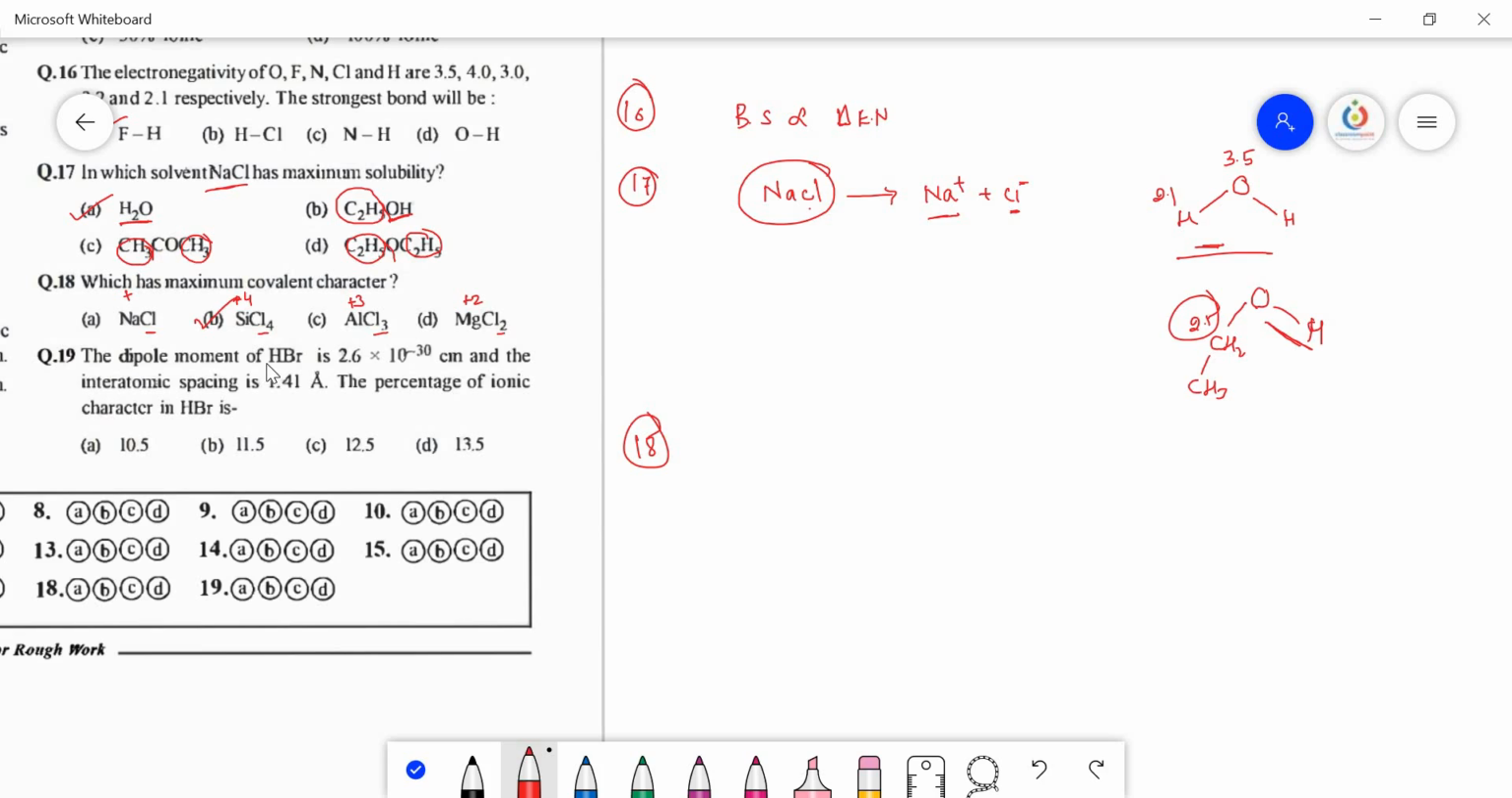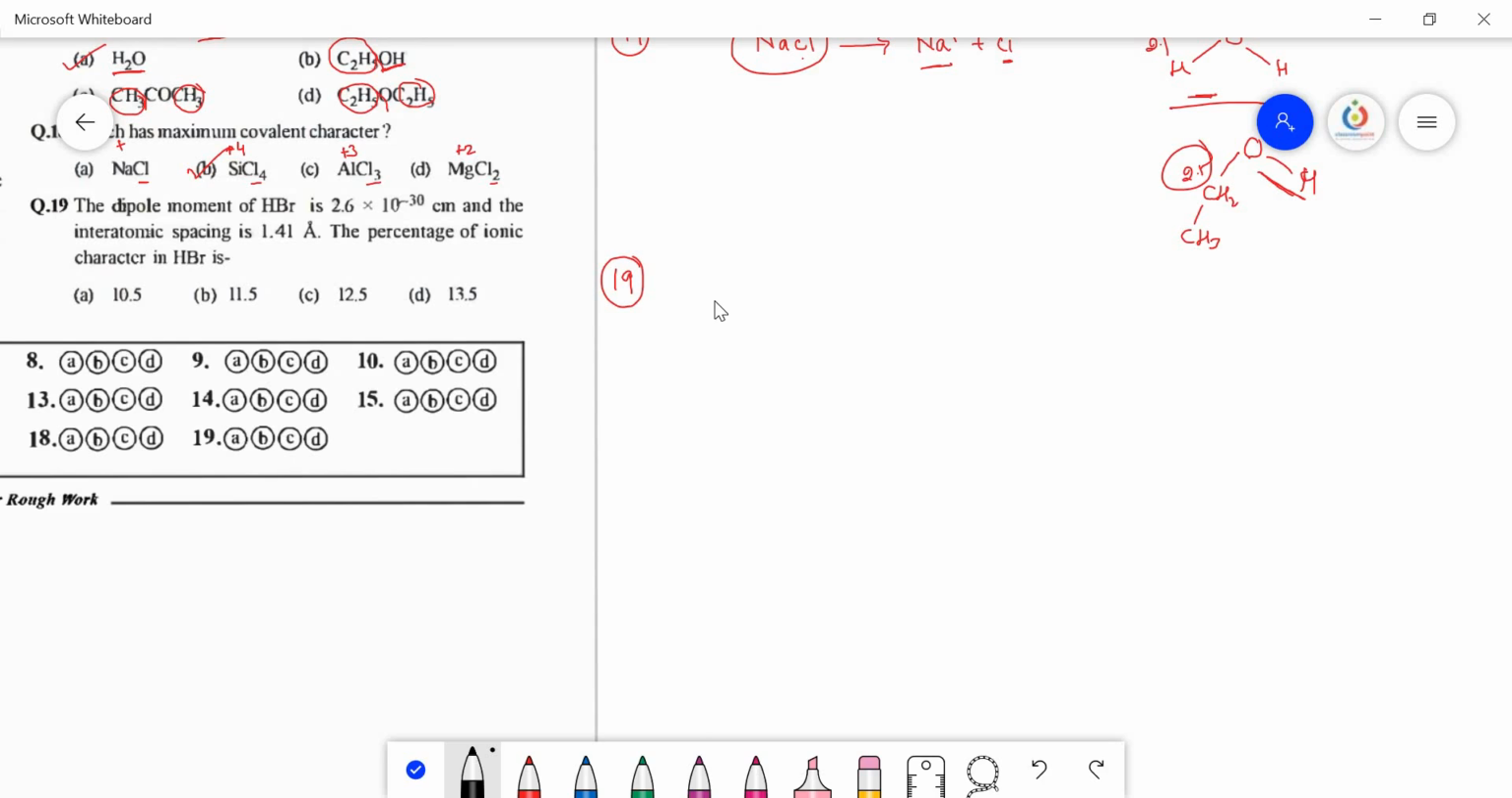Question 19. The dipole moment of HBr is 2.6 into 10 power minus 30 coulomb meters, and the interatomic distance is 1.41 angstroms. The percentage of ionic character in HBr is? First of all, let's write down the data. The observed dipole moment is given as 2.6 into 10 power minus 30, and the interatomic distance d is given as 1.41 angstroms.